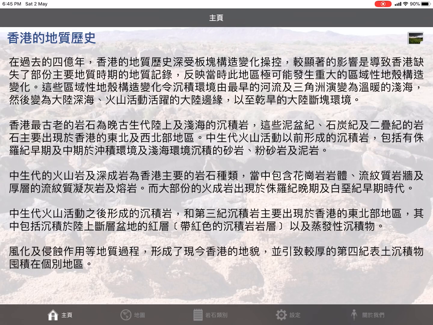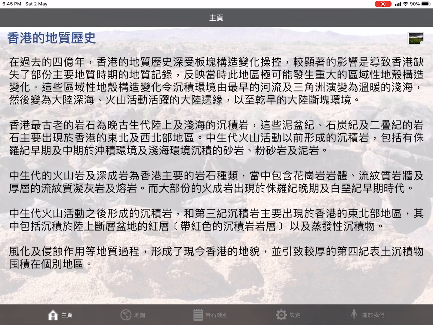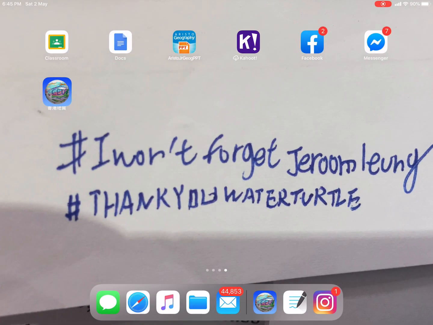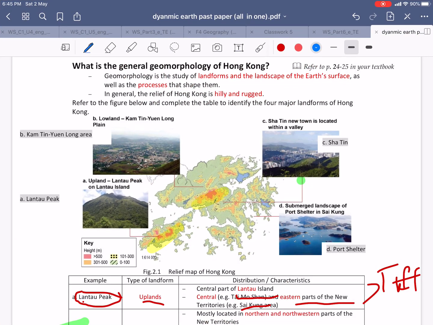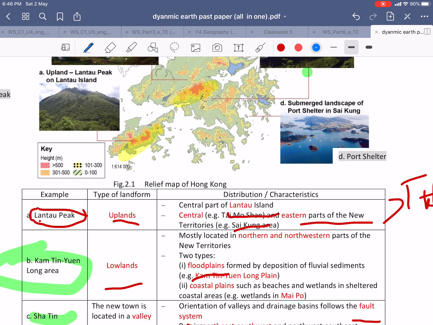You can have a look here. Although the English version is also available, I just show the Chinese version, which is called Hong Kong Geology. You can download it in any app store. From the geological map, you can see the general distribution of the different kinds of rock. For example, the upland is mostly made up of extrusive rock, volcanic rock.